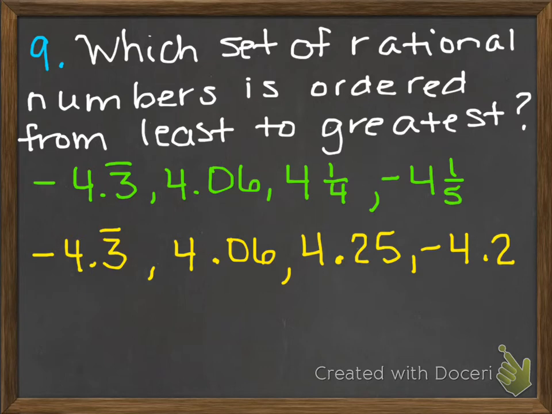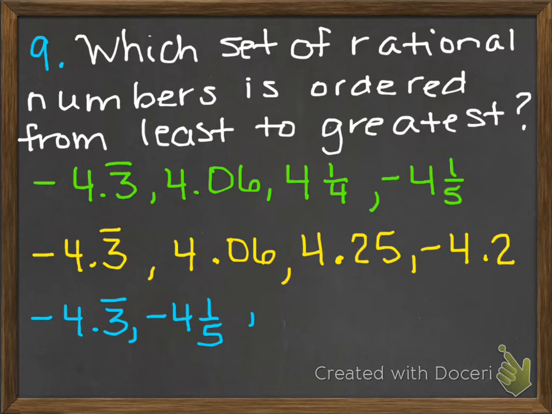So negative 4.33333 is actually going to be your least number because it's farthest away from the 0. Next, you will have the negative 4 1/5. You want to note that I wrote negative 4 1/5 and not negative 4.2 because you have to use the original format. You're not going to use the format that you used to convert it to.